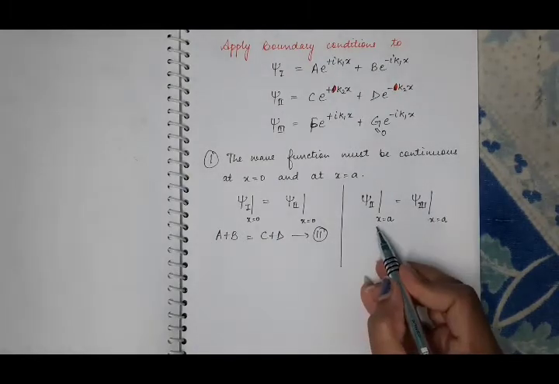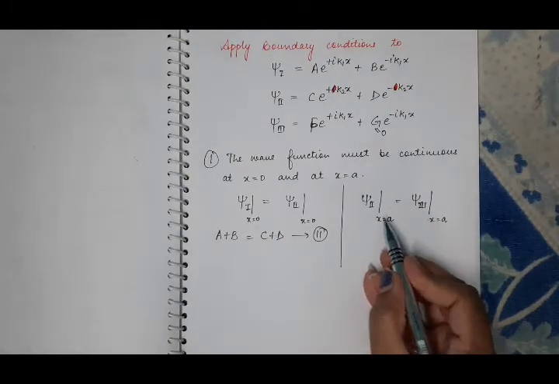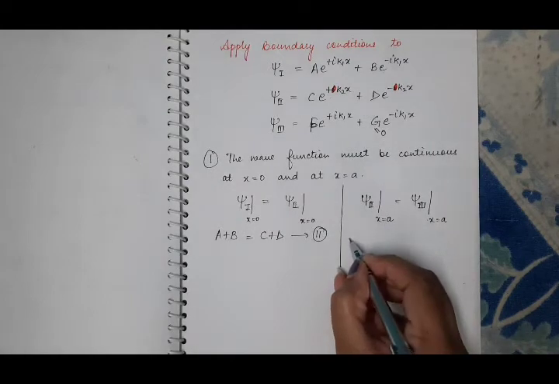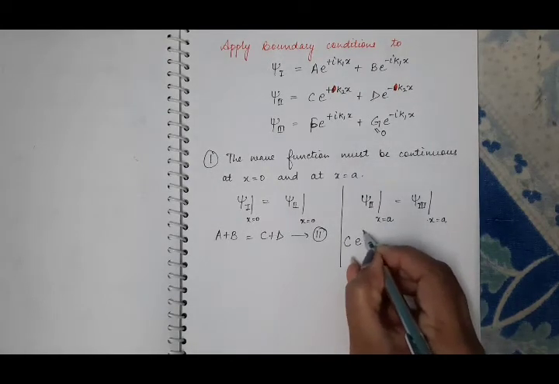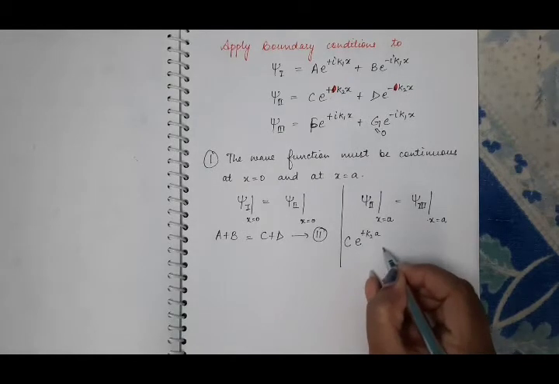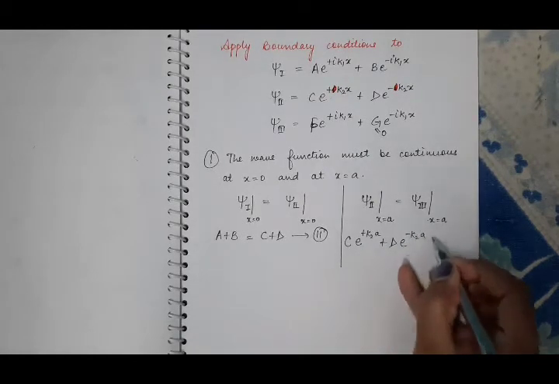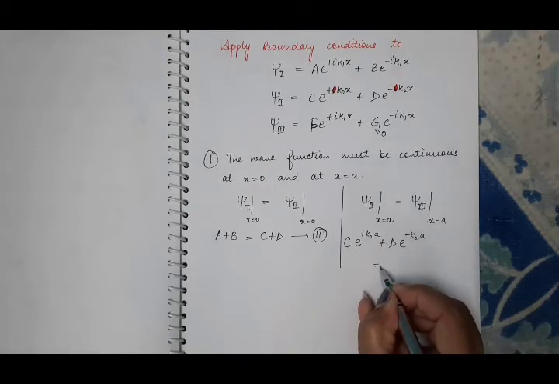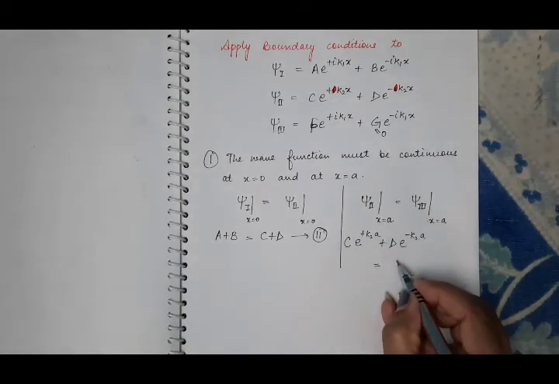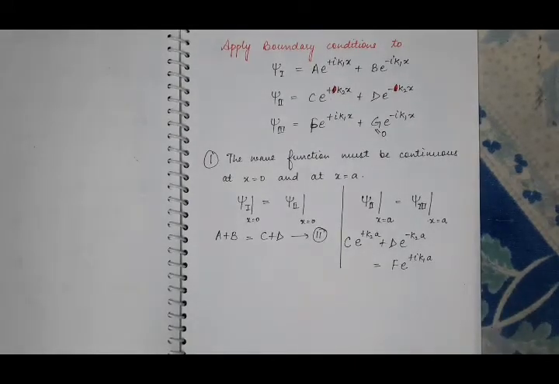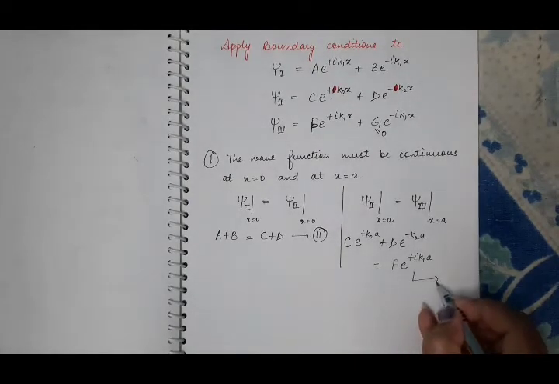Then from this boundary condition at x is equal to a, the value of psi2 at x is equal to a will be c e raised to power plus k2a plus d e raised to power minus k2a. It is equal to the value of psi3 at x is equal to a. It will be f e raised to power plus iota k1a. And suppose this as equation 12.